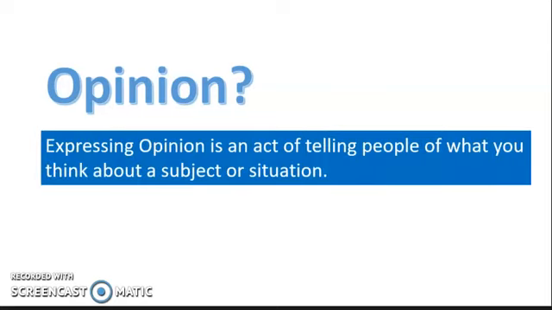Now, before anything else, let's get to know what is expressing an opinion. Opinion, or expressing an opinion, is an act of telling people what you think about a subject or situation.